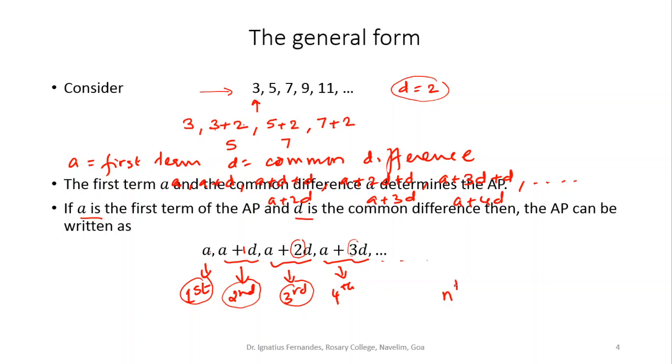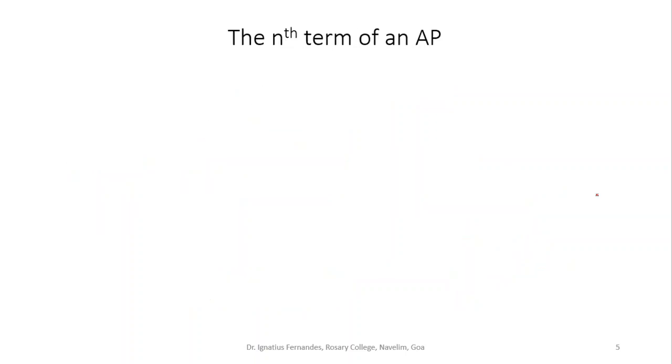So if I have to write down the nth term, how will you write it? It will be A plus, when it is 4, it is 3 here, which is 4 minus 1. When it is the third term, it is 2, that is 3 minus 1. When it is the second term, it is 1, that is 2 minus 1. So if you have to write down the nth term, it will be A plus n minus 1 into D. So this is going to be your nth term, and that is how we write down the nth term of an arithmetic progression.